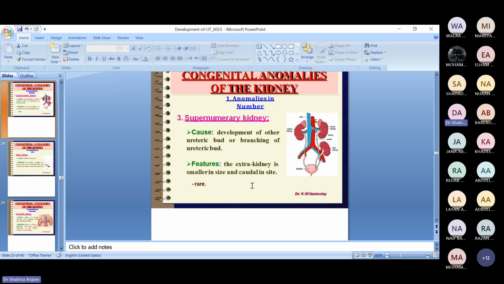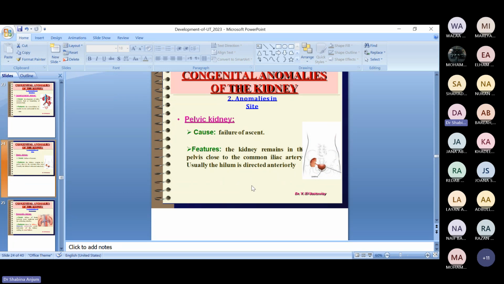Then there may be a supernumerary kidney, meaning an extra kidney. There may be development or branching of the ureteric bud, which may cause formation of some more kidneys. This extra kidney will be smaller in size and caudal, and this is also a rare condition. The pelvic kidney: you can imagine this kidney has not ascended, because the ascent of the kidney is very important in its development. It is present close to the common iliac artery, and its hilum is directed anteriorly.